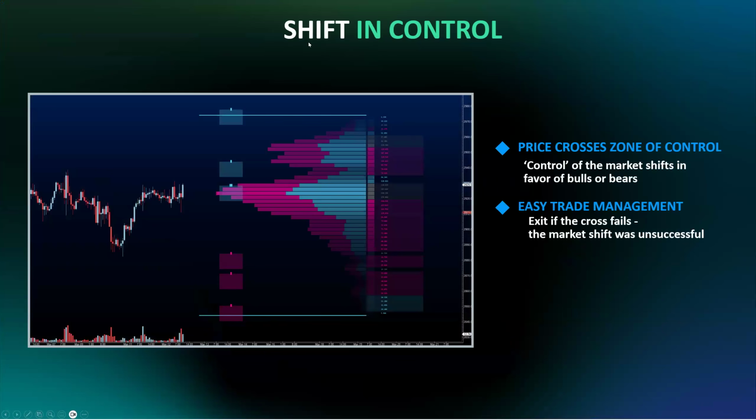So this setup is called shift in control. I'll take it away and talk about this actually, Daniel. So the setup we just saw, well, we noticed that there was high volume nodes that price was approaching. And once a high volume node is crossed, basically what's happening in the market is there's a shift in control. So let's look at this chart here on the left. This is an hourly chart of gold. And this was from March 12th, about 2 weeks ago.